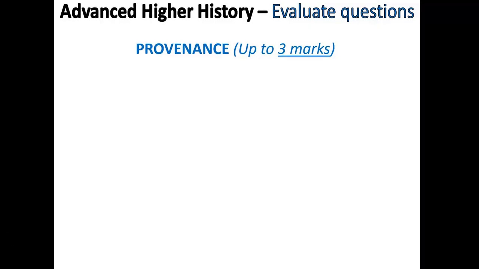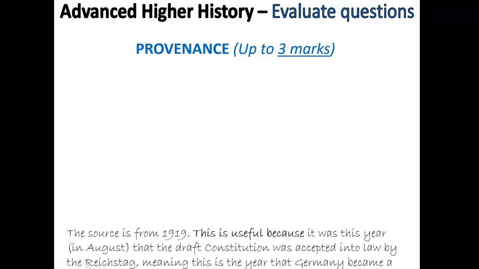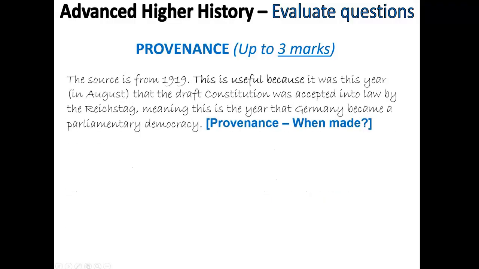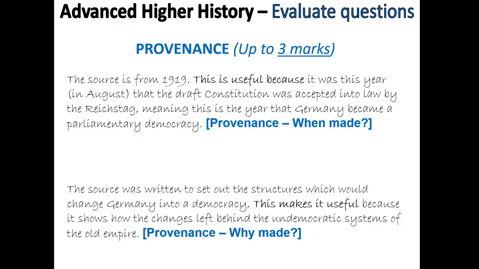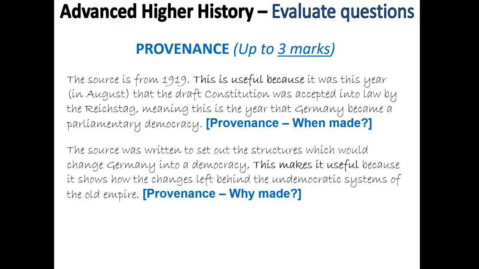The first issue we will look at is the timing. In this case, we point out that the source was from 1919, and we explain that this is useful because this was the year that the draft constitution was accepted into law, meaning it's the year Germany became a parliamentary democracy. We then go on to look at why the source was made. We explain why the source was actually produced in the first instance, and we link it to the question, in this case pointing out it changes the previous undemocratic nature of the old Germany and the old empire.